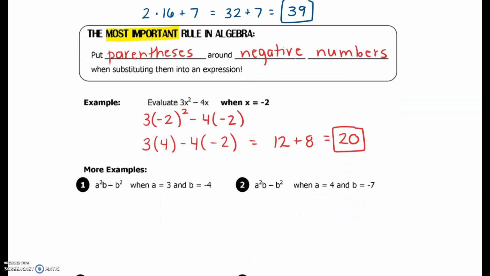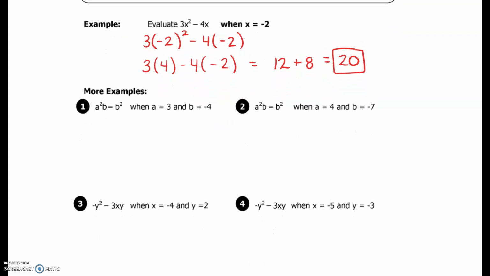There are a few more examples here, numbers 1 through 4. You see a squared b minus b squared, and we're told a is 3, b is negative 4. Now we have two sets of exponents here. We have 3 squared, which is 9, and then we have negative 4 squared, which is 16. After we take care of the exponents, we look for multiplication. In this case, we have 9 times negative 4, which is negative 36, minus 16, and we get a result of negative 52.